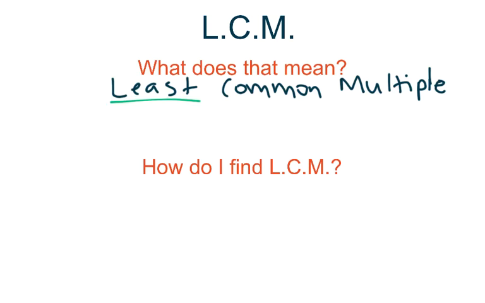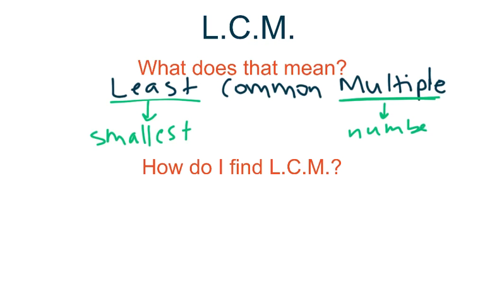Let's start with the first word, least. What's another word for least? What's a synonym for least? Well, we could use the word smallest. So we first of all know that we're looking for a small something. And then let's skip over the word common and go down to multiple. Remember, a multiple is just a product of two numbers. So remember, we're counting by numbers. So this is going to be a number.